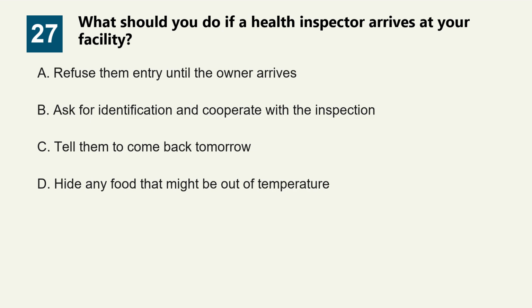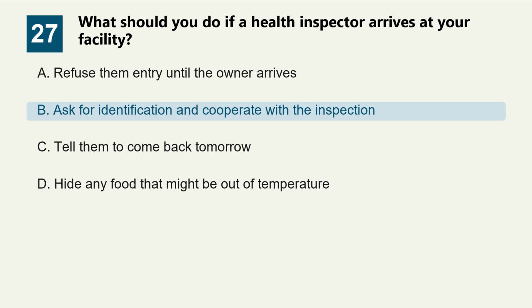Question 27. What should you do if a health inspector arrives at your facility? Option A. Refuse them entry until the owner arrives. Option B. Ask for identification and cooperate with the inspection. Option C. Tell them to come back tomorrow. Option D. Hide any food that might be out of temperature. The correct answer is option B.